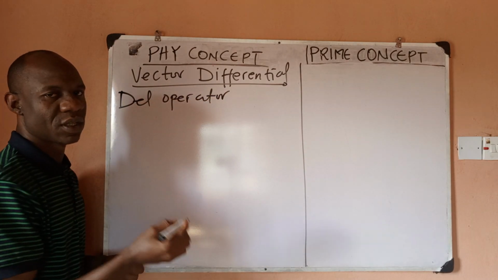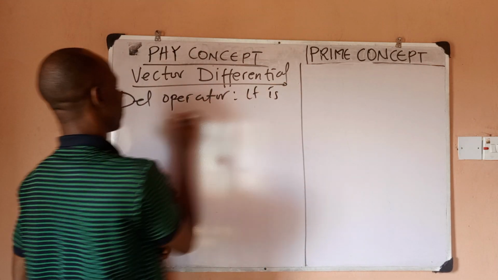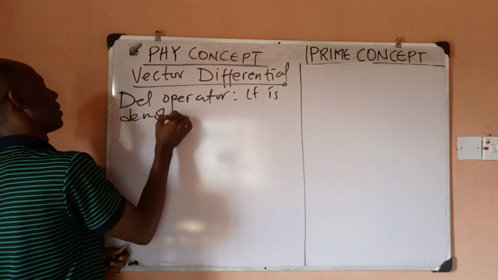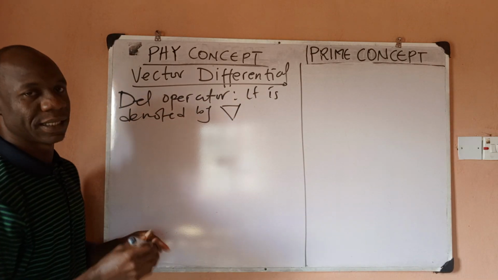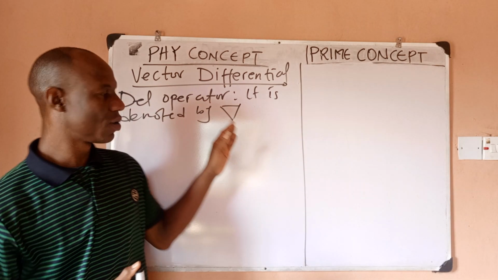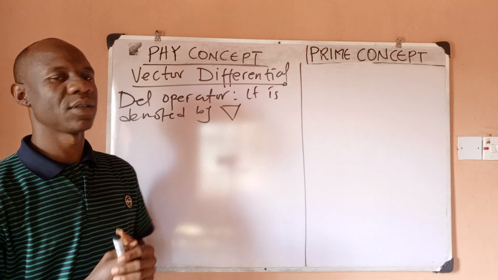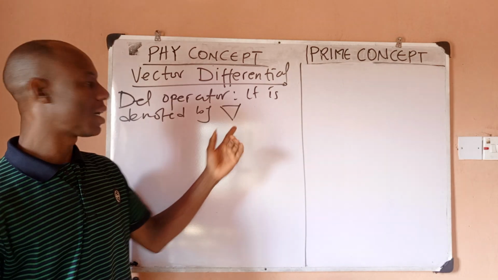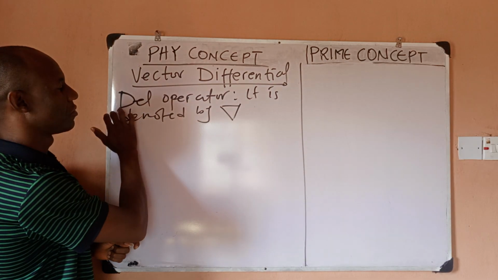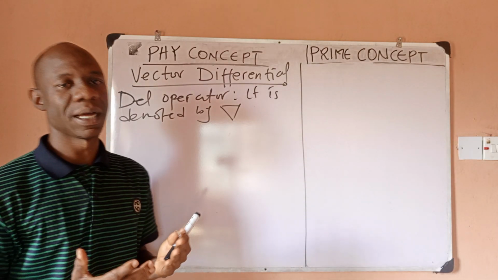The del operator is denoted by the symbol this. So this is the symbol for the del operator. So this is known as a del operator. That is what we use in vector differential. This is actually known as nabla, right? But that's what we call it in vector, the del operator. And it has a formula, right?